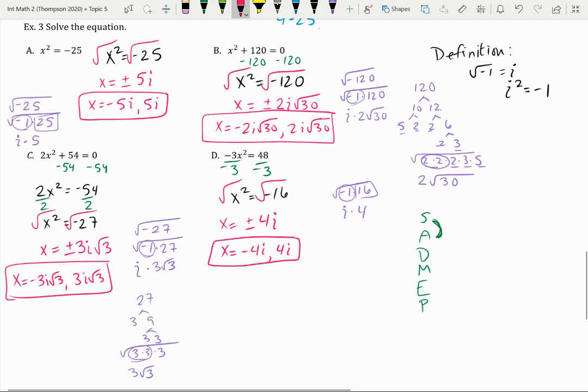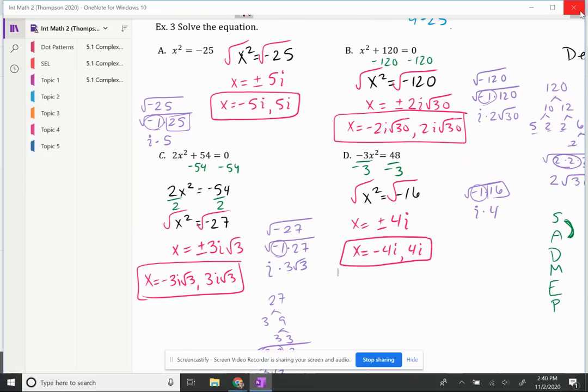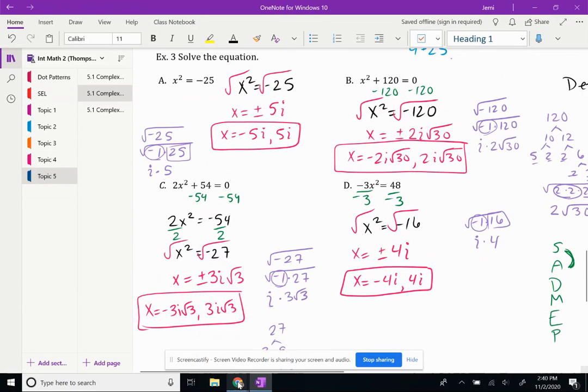Okay, and that wraps up our conversation on real and imaginary numbers.